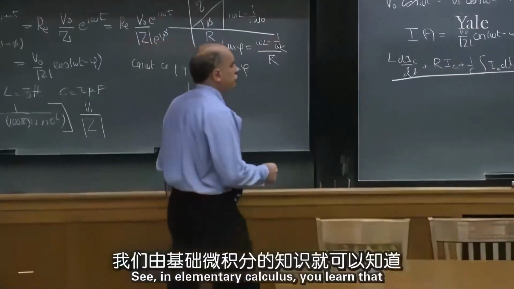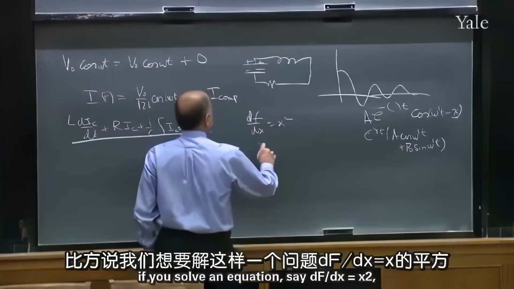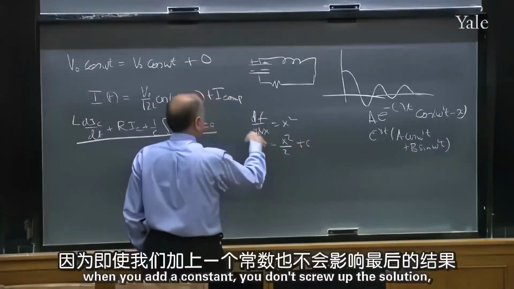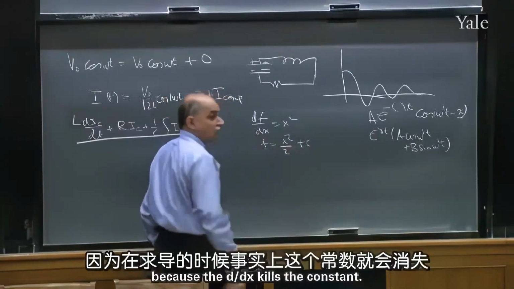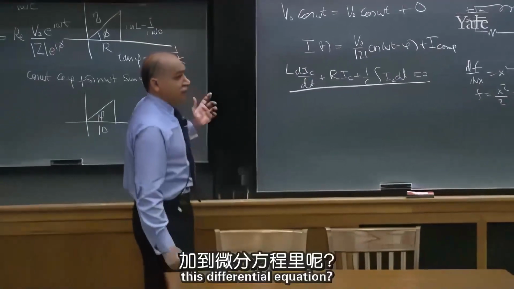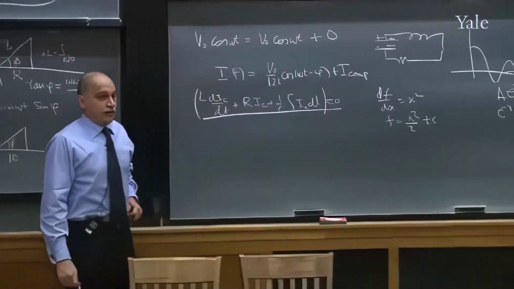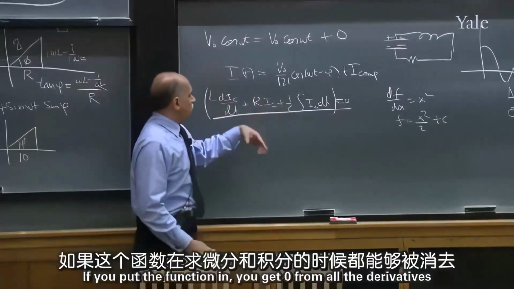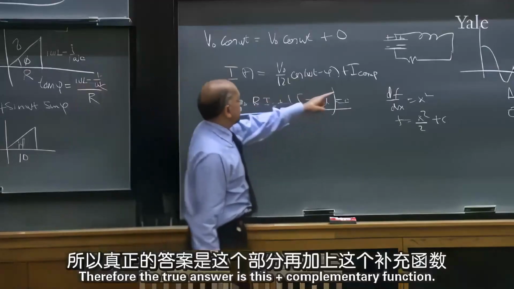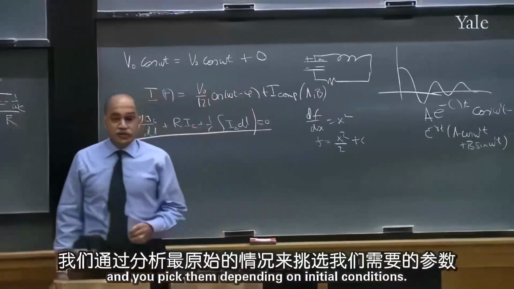See, in elementary calculus, you learn that if you solve an equation, say df dx equal to x squared, the answer is x squared over 2 plus a constant, because when you add a constant, you don't screw up the solution because the d by dx kills the constant. Question is, what can you add to this differential equation? You can add anything, any function that's annihilated by that differential equation. If you put that function in, you get 0 from all the derivatives and integrals. You can add that to anything. Therefore, the true answer is this plus complementary function. It will contain these two parameters a and b, and you pick them depending on the initial conditions.